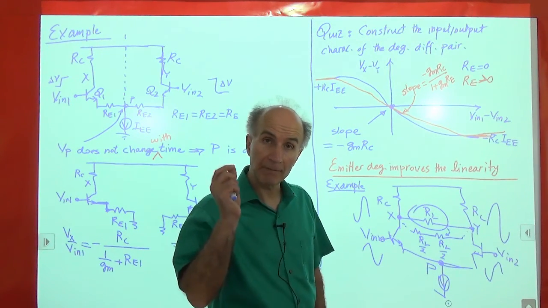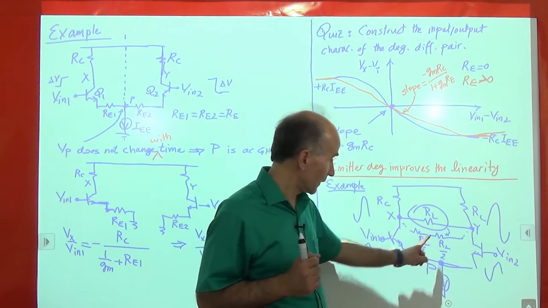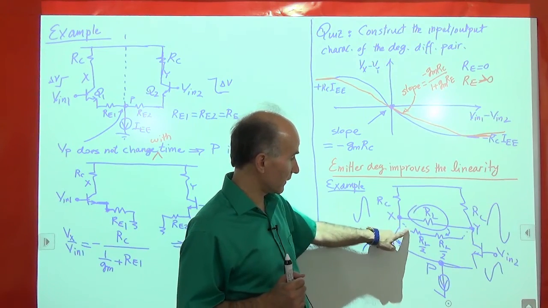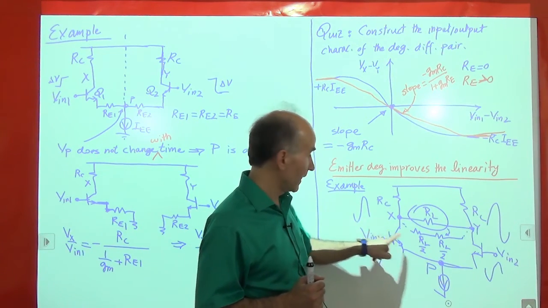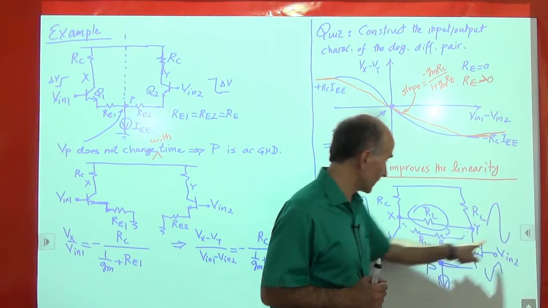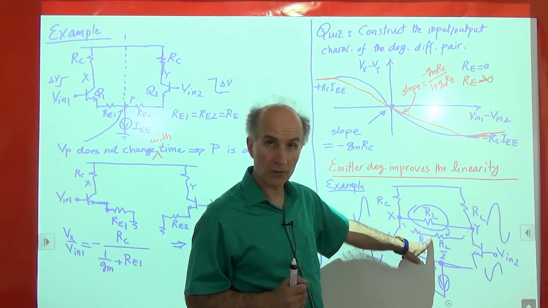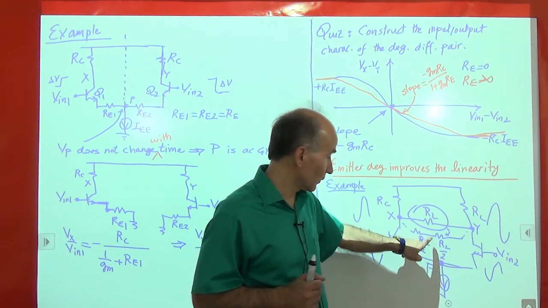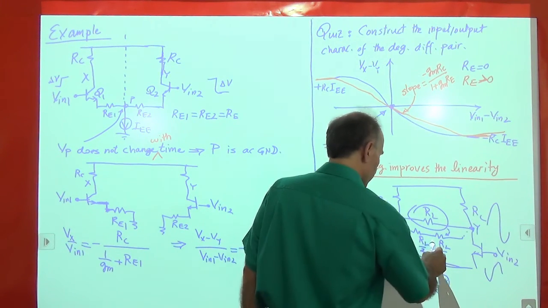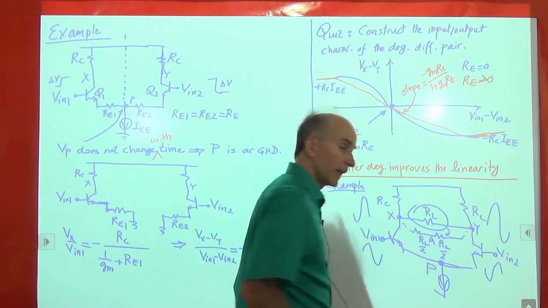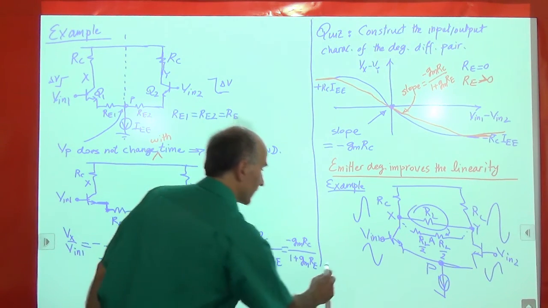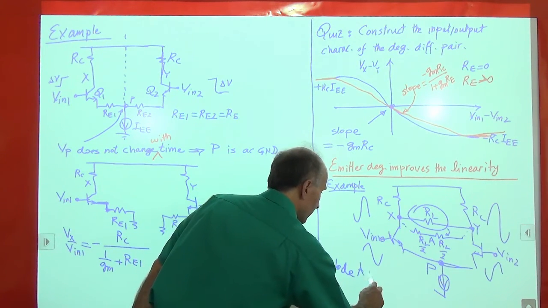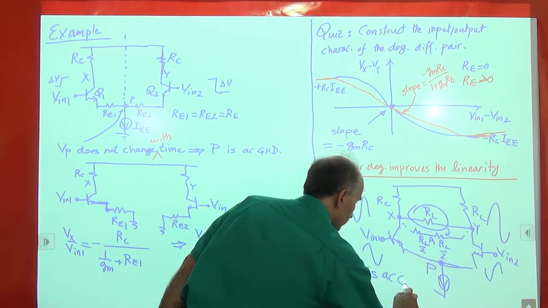But now I have found a point of symmetry. This point is symmetric. So if this side of the resistor goes like this, and this side of the resistor goes like this, the midpoint will not change. If the midpoint does not change, we can call it AC ground. So this point, let's call it node A. Node A is also AC ground.